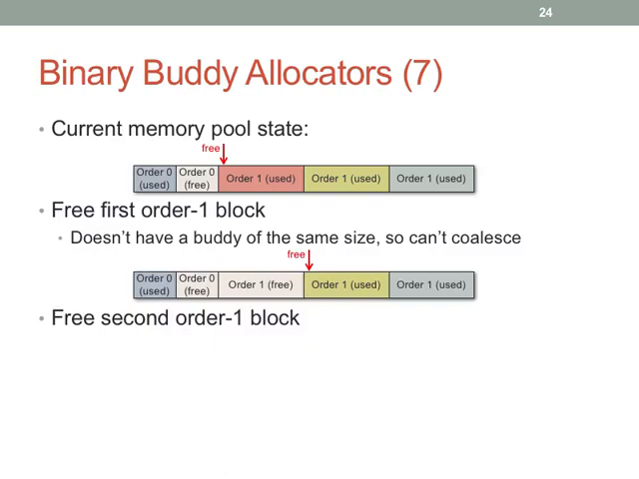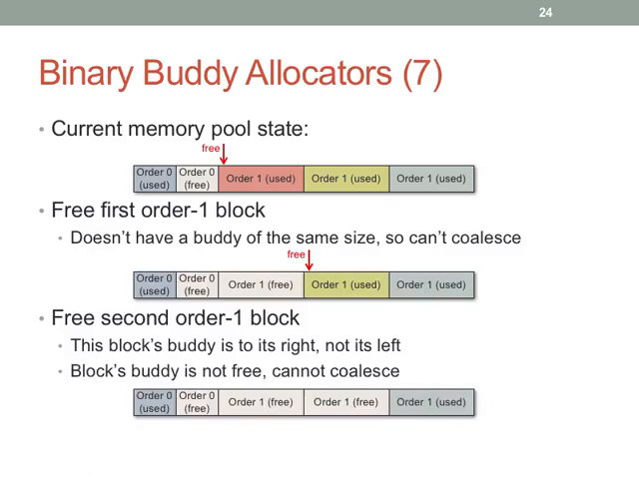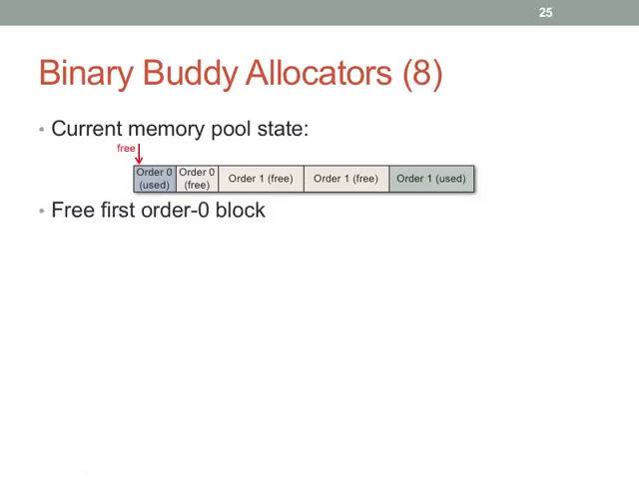Now, some point in the future, the kernel says, I'd like to free the second order 1 block. And again, this block's buddy is over here, not over here, because these two came from the same parent. So even though it's the same size order, it's not free, so no coalescing can occur. So this is what the pool looks like now.